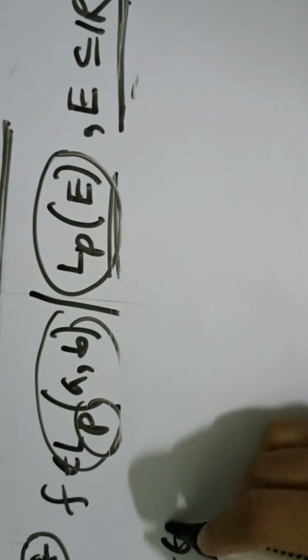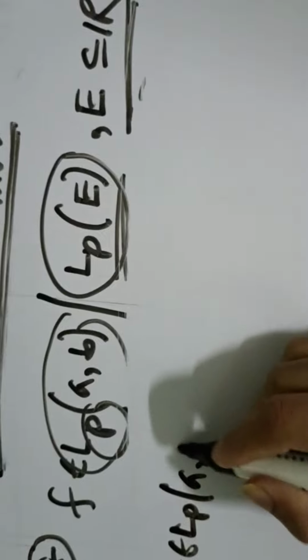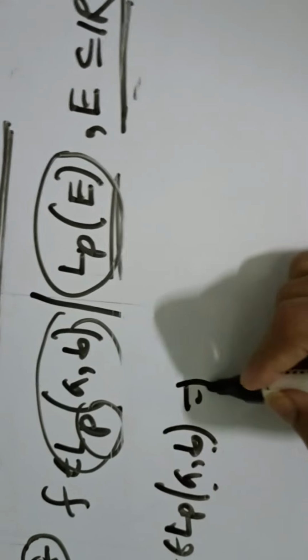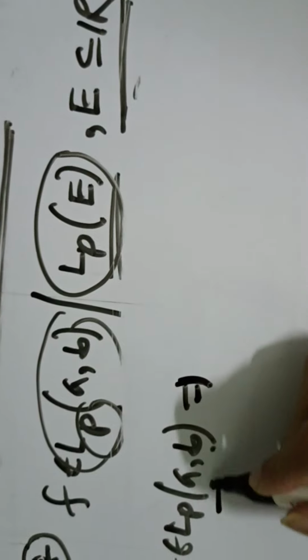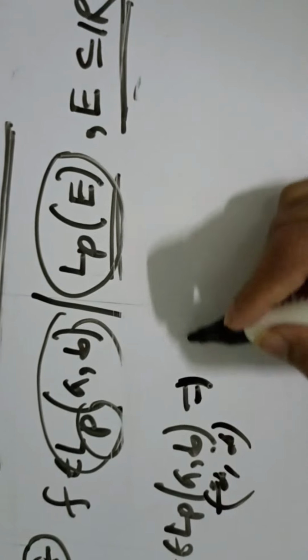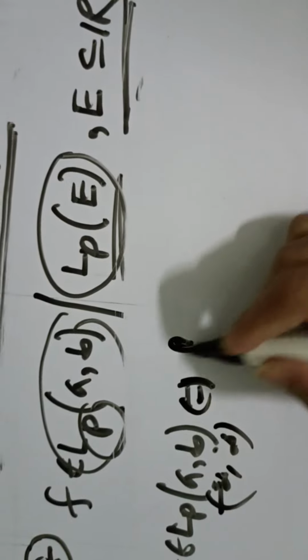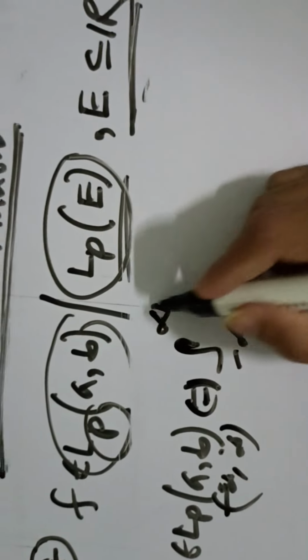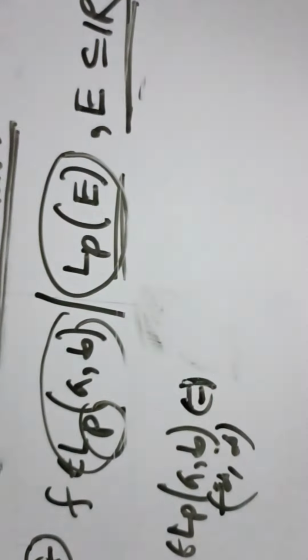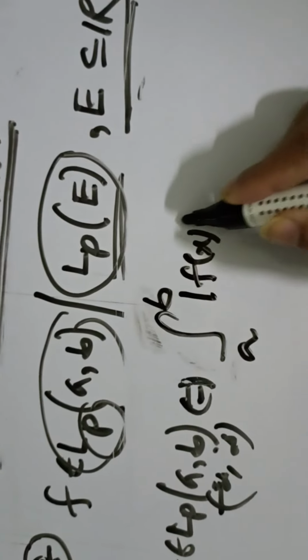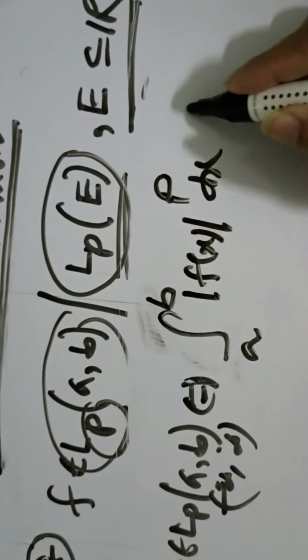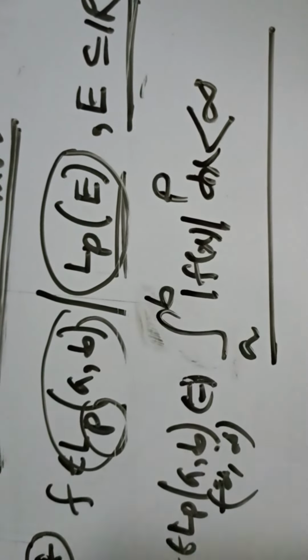So we have learned this concept. A function f belongs to LP[a, b], where a and b are finite, or maybe both infinite, or one is minus infinity and the other is infinity. This can also happen. Then the equivalent definition is that the integral is finite, so the integral of |f(x)|^p should be finite, right?